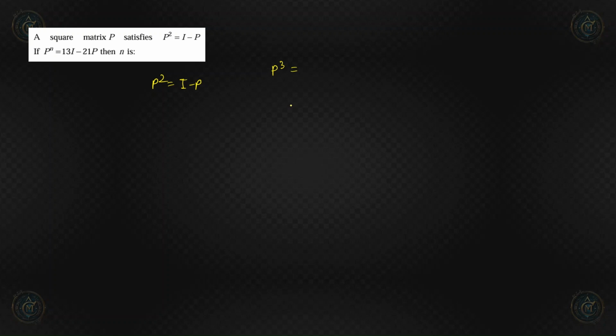We try this question by trial and error. So P cube will be what? P minus P square. So P minus (I minus P), that is 2P minus I, right? P to the power 4 will be this times P, so 2P square minus P. P square is I minus P, so 2(I minus P) minus P, that is 2I minus 3P.